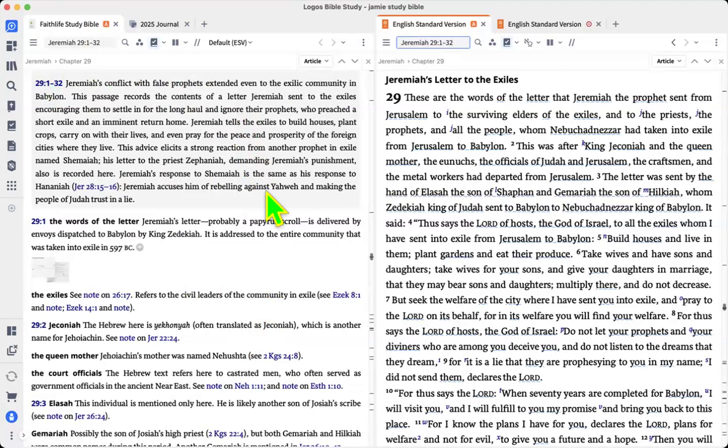You'll notice here that this passage records the contents of a letter that Jeremiah sent to the exiles, encouraging them to settle in for the long haul and to ignore the other prophets who preached a short exile and an imminent return home. So again, knowing the historical context behind a passage helps you not misinterpret what's going on.